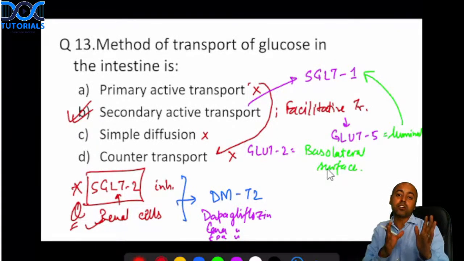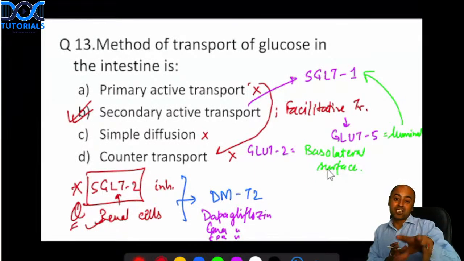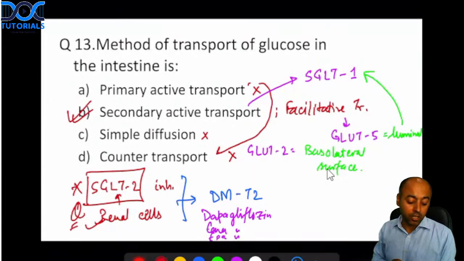Very recently available drugs, you will talk about them in your pharma also, but I'm associating with the transporters. You have to keep in mind about the glucose. Okay.